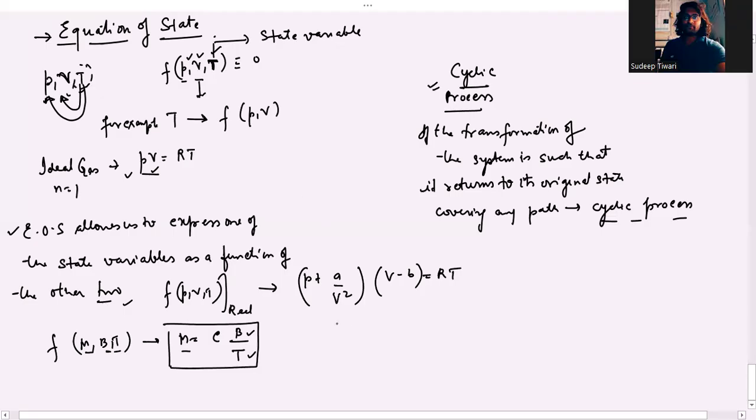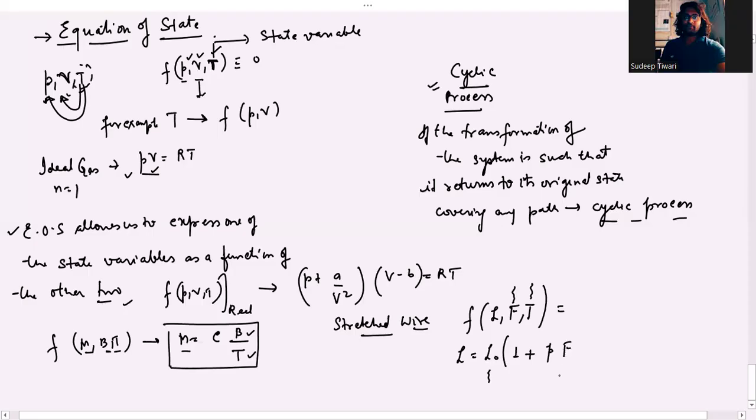If I'm talking of a stretched wire, and due to the tension in the wire there is some increase in temperature, then it can be expressed as a function of length, tension, expressed by force F, and temperature, which is T. So I can write my length at any point as L = L0, where L0 is the initial length, plus some constant times the tension force. This is your tension force. Then you can write another constant times (T - T0), where T0 is the initial temperature. So this is how I can express my length.